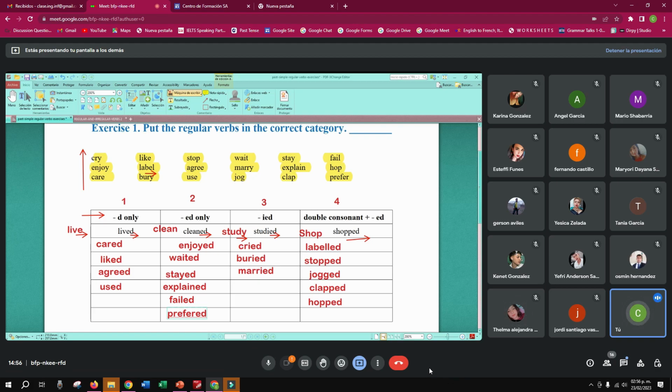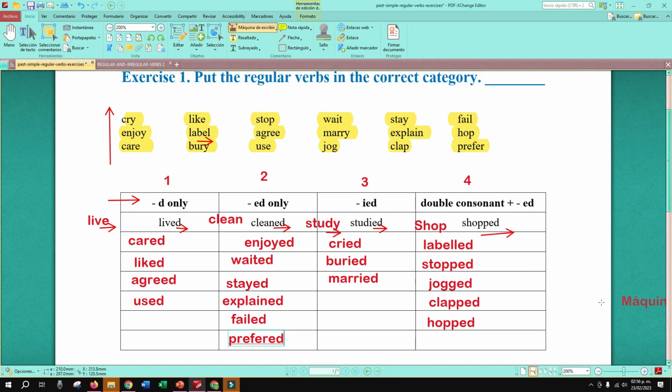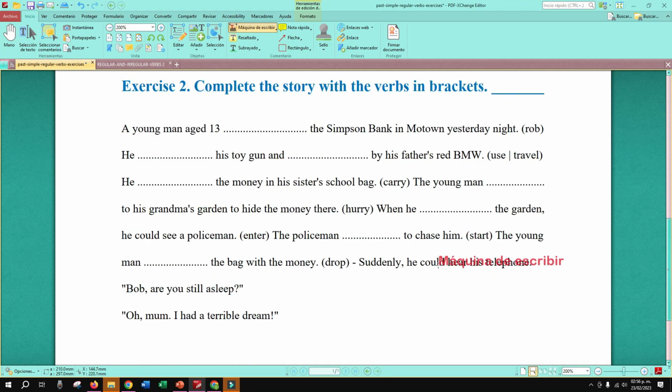Do you have questions about those? No? Is it clear? So, if you don't have questions, let's do the other exercise. We have another one, guys. Exercise 2. Complete the story with the verbs in brackets. You have some verbs here, right, in brackets. So, you are going to use these verbs, right, in order to complete that paragraph. We can say that, right? For example, let's do the number 1.